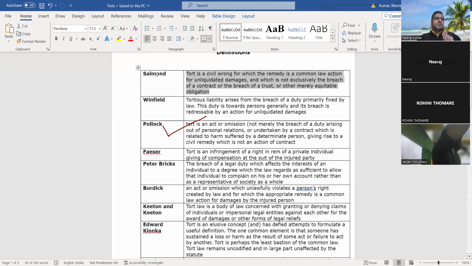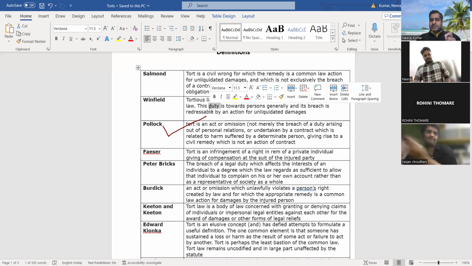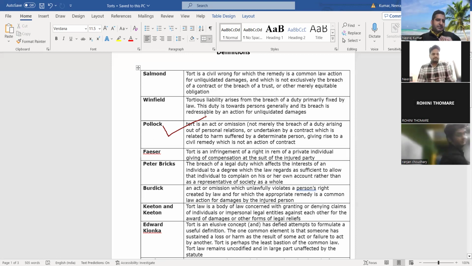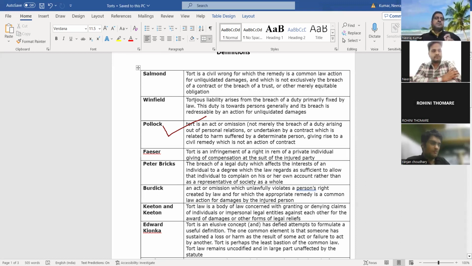This definition is from Salmond, and then we go to Winfield. See, the meaning of all the definitions is the same. Academicians just put their words in different ways and define the boundary when writing the definition. The second definition is Winfield's, tortious liability. Here he's talking about the liability. Tortious, in very layman terms, is torture, some loss happened. Tortious means some damage happened because of the tort.